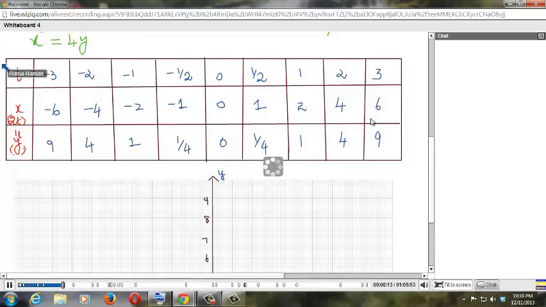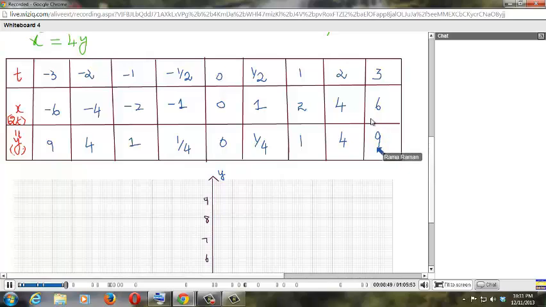Plot the points on the graph. The different values of x are from minus 6, minus 4, minus 2, minus 1 up to 6. So the various values of x range between minus 6 and 6, and the y values range between, say, 0 to 9. You may notice the different values of y are 9, 4, 1, 1/4, etc. It goes up to 9. So the minimum value is 0 and the maximum value is 9.